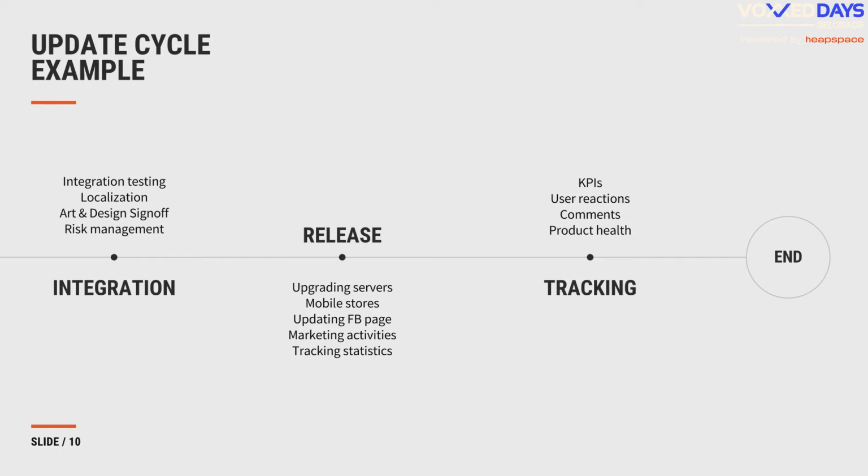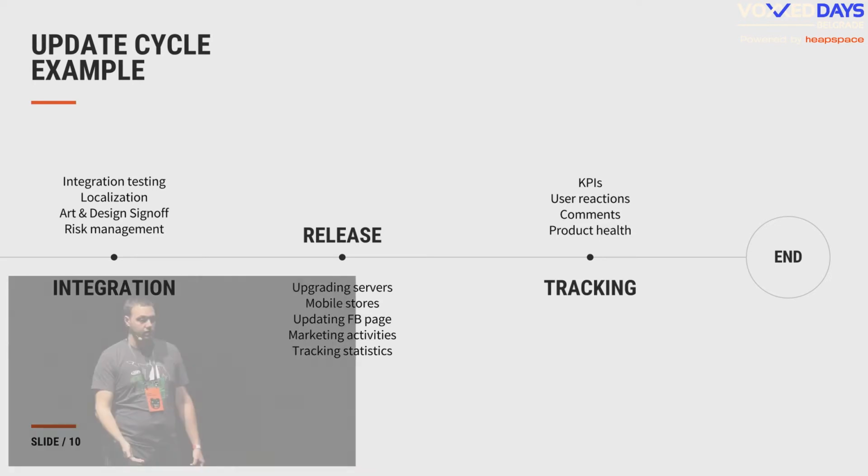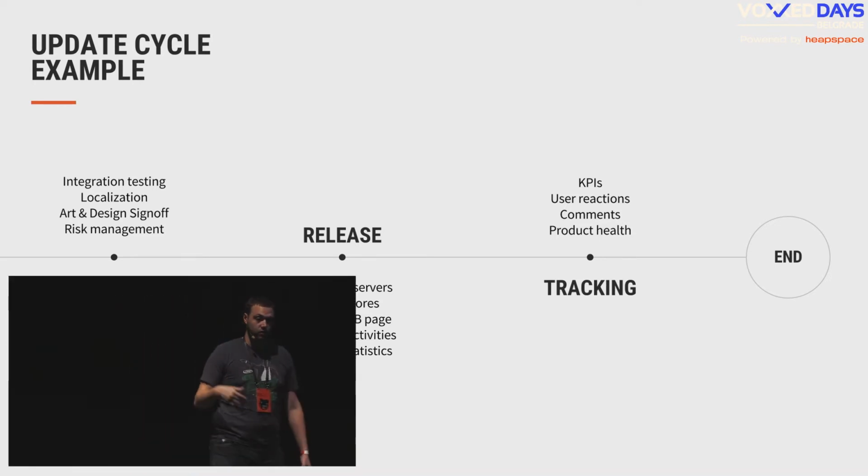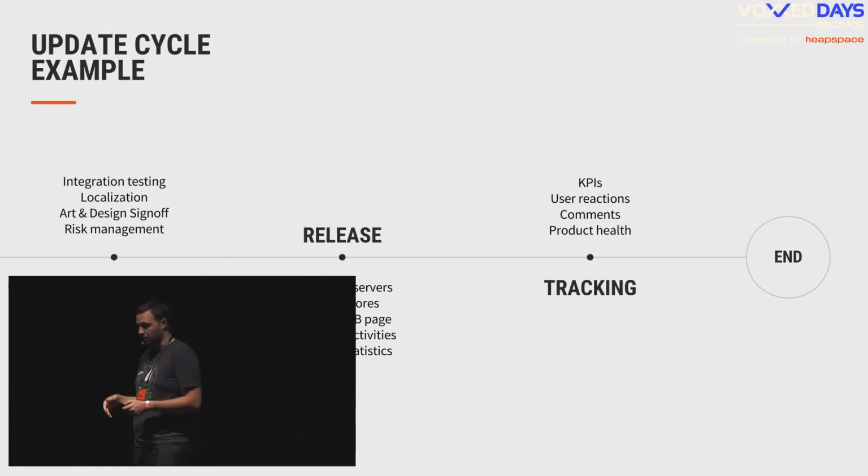Check the product health. Did we reduce the number of bugs in production? Did we make the service faster? Did we make the client faster? Whatever. Track it up. And that's about it.